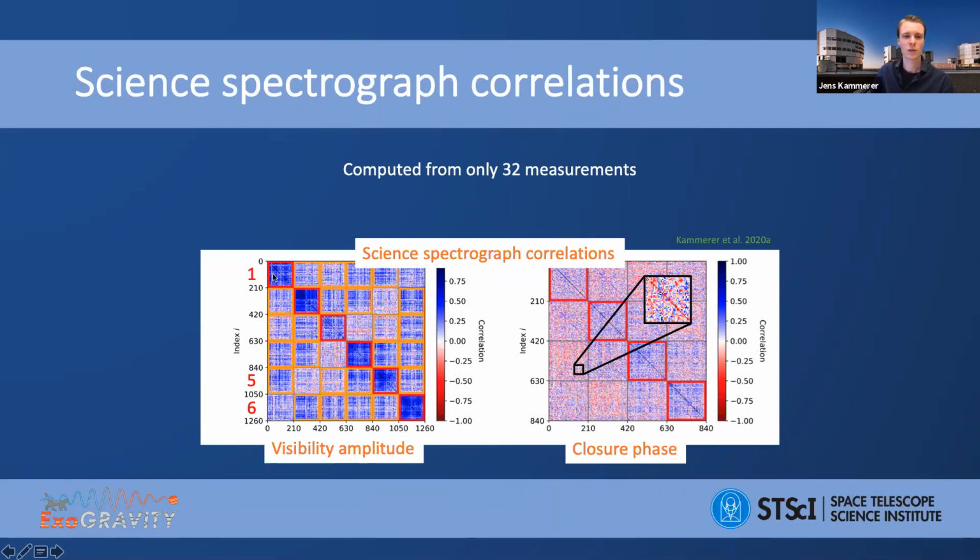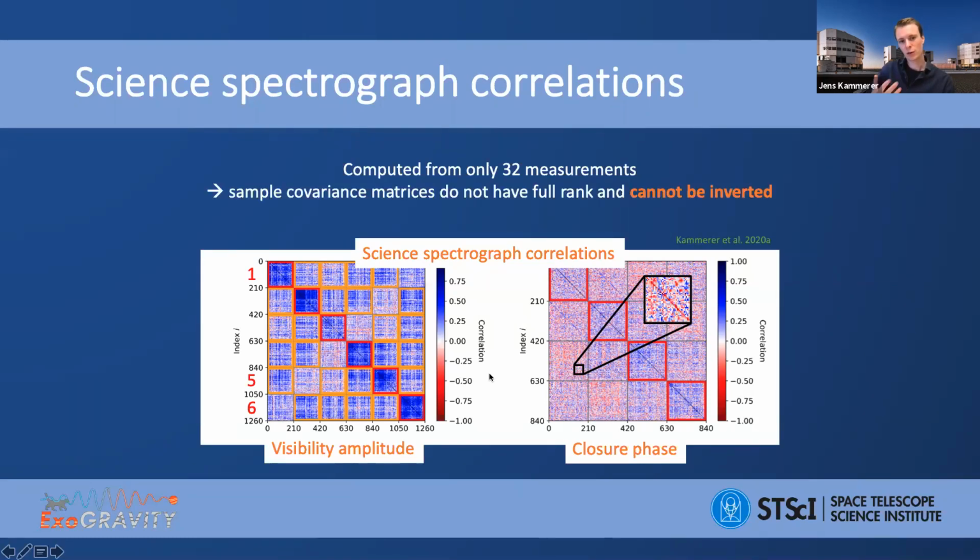So there's also lots of correlation here within a given baseline, and then weaker correlations between the baselines that share telescopes, and even weaker until pretty much no correlation for the baselines that do not share any telescope. And also in the closure phases, you can see these side diagonals with plus or minus 1/3.